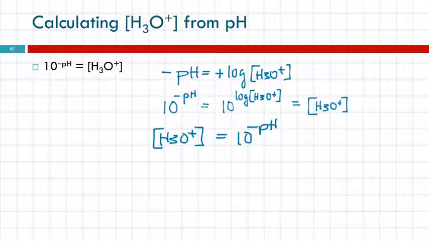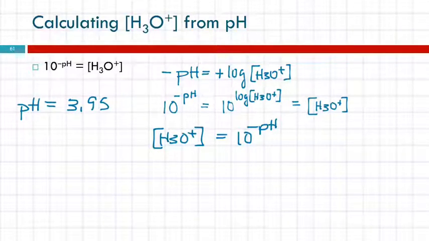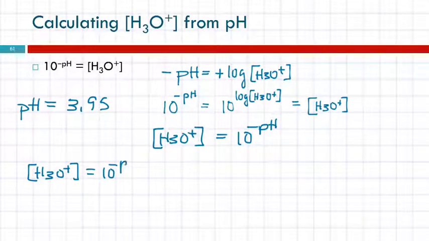So let's just make up an example. Let's say the pH is 3.95. So pH equals 3.95, and then we want to know what is the hydronium ion concentration. Well, the hydronium ion concentration will equal 10 to the negative pH. Well, the pH is 3.95, so 10 raised to the negative 3.95 power. We can't leave it like that because that's like a non-standard form.